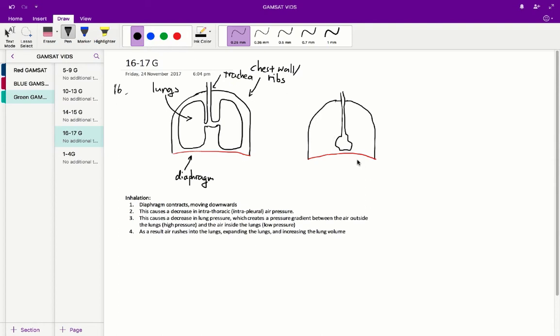Question 16 to 17 in the ACER Green Paper. Question 16: of the following, a lung is best represented by V. So in essence, it's a fairly simple question.